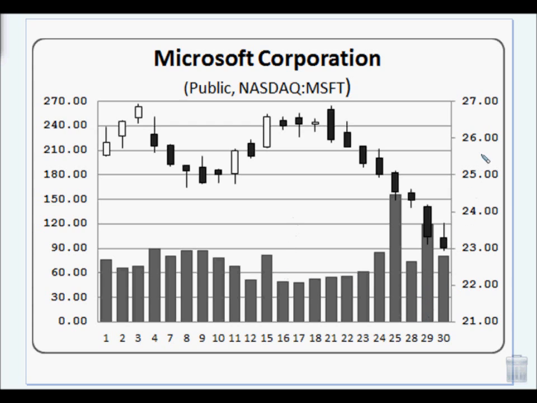Here's the volume on this side. No, sorry. Volume on this side, price on this side. Microsoft is an expensive stock, right? But look down here, it went down to like $90 a share. But it's normally up here in the hundreds of dollars a share.